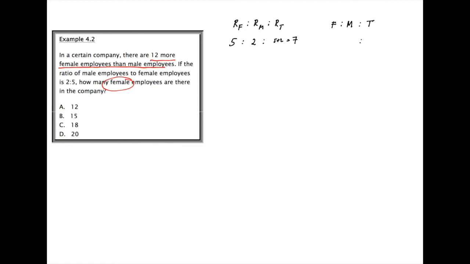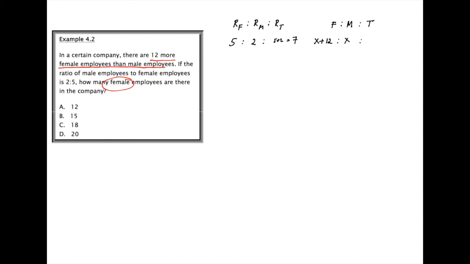According to the problem, there are 12 more female employees than male employees. Since we don't know the number of male employees, we could represent it as X. And for the female, that is X plus 12. And we are not given a total number of employees.